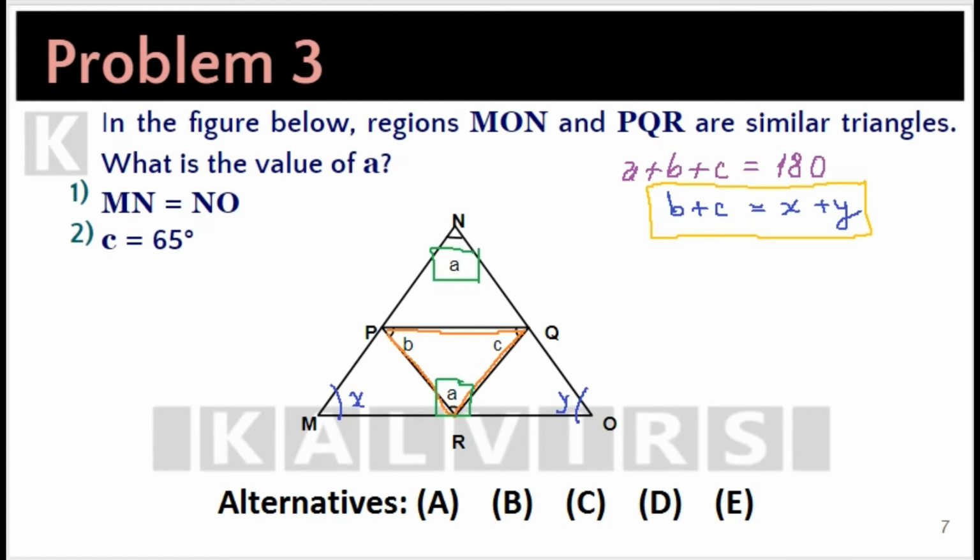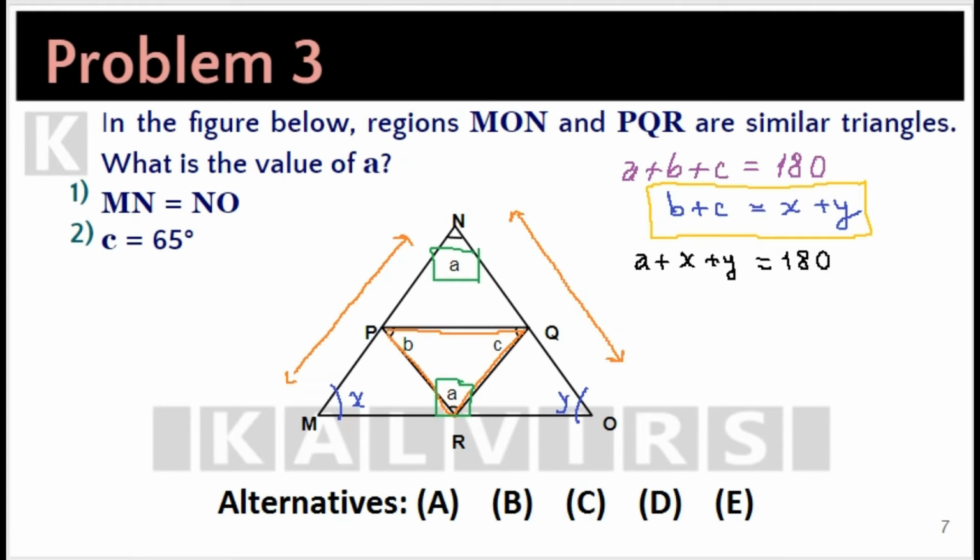And of course, A plus X plus Y must be 180 as well. So this is all the information we can get from the question stem and the picture. Now, from statement 1 alone, MN is equal to side NO.